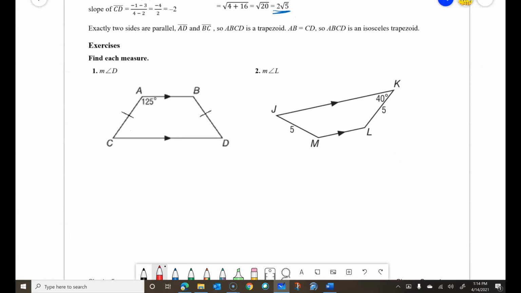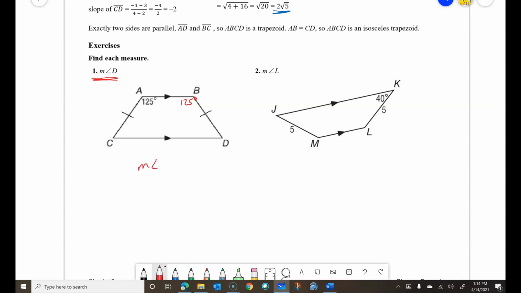So here we have an isosceles trapezoid. We can see that it's marked here. They want us to find the measure of angle D. So let's think about how we would find the measure of angle D. Since this is isosceles, I can move over here and get angle B right away. It's 125 degrees. I know that those two are equal.